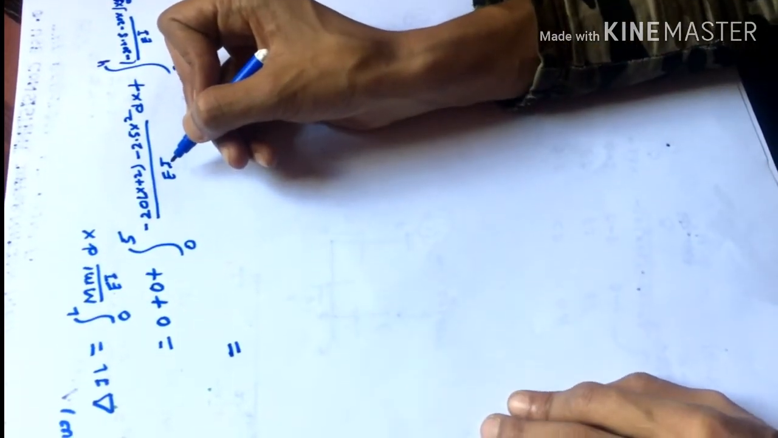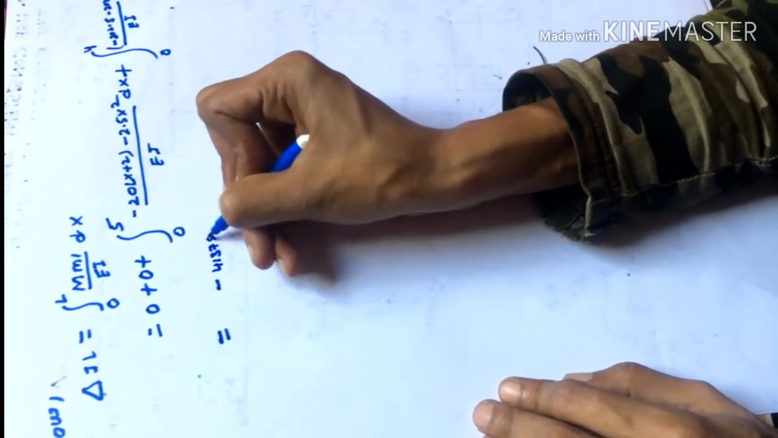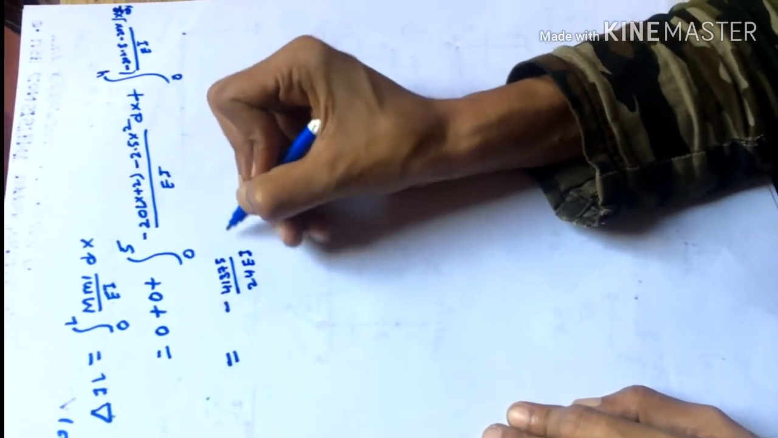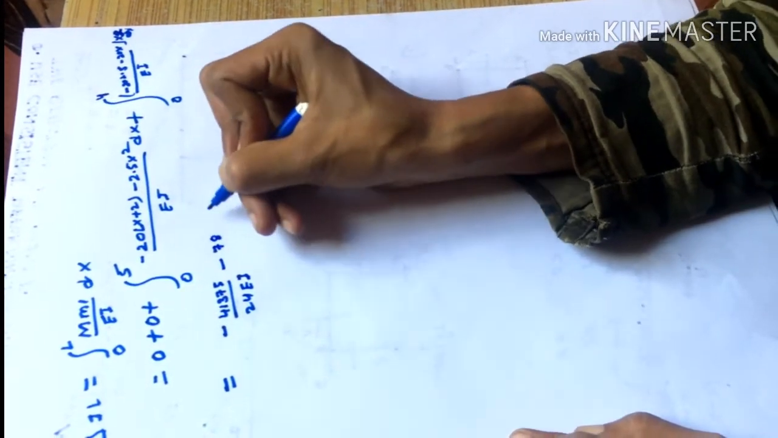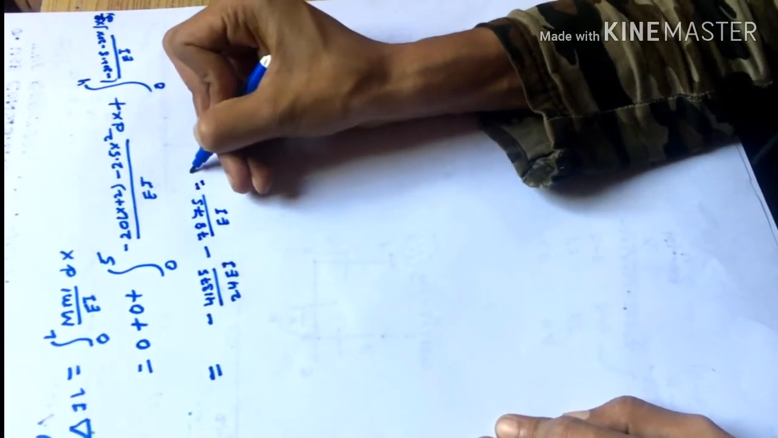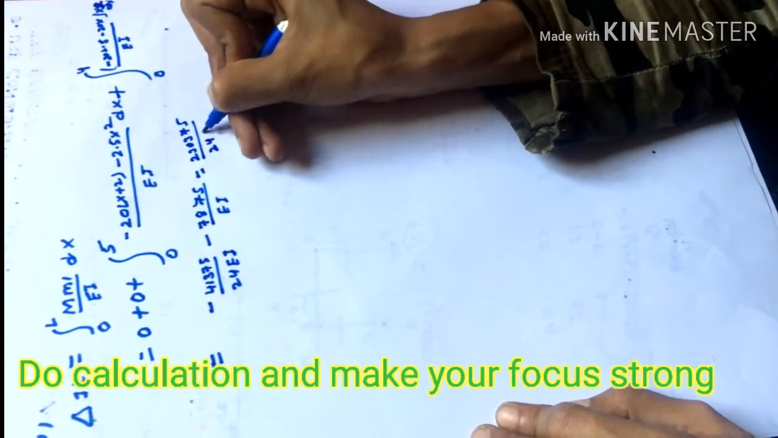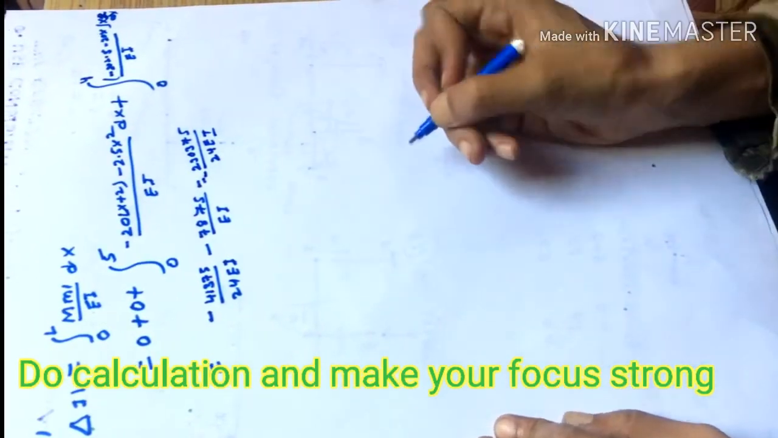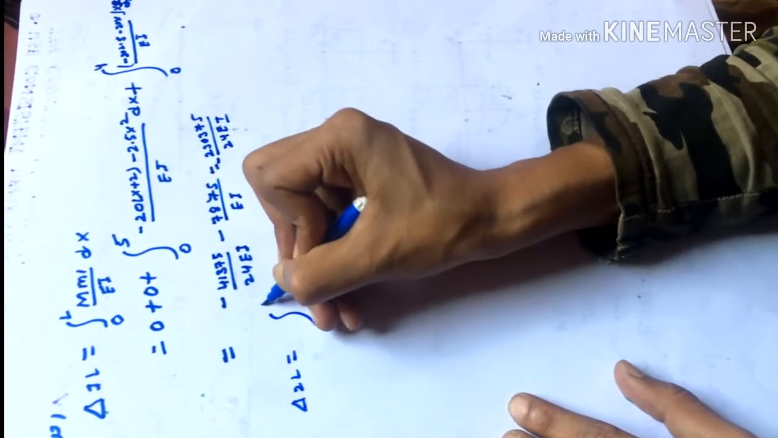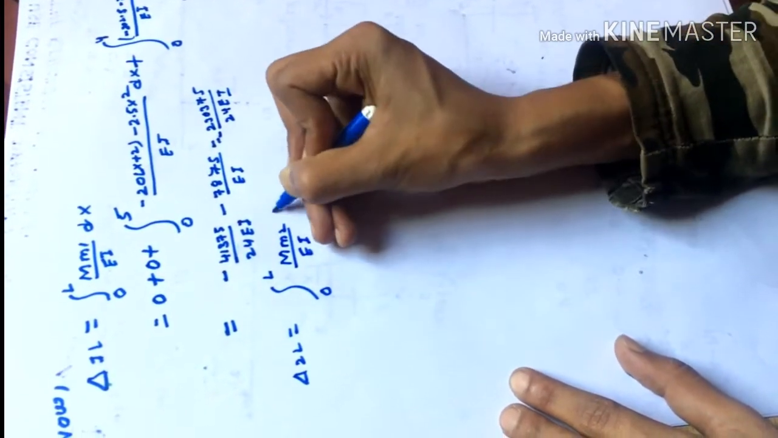On calculating we get minus 41375 divided by 24 EI minus 7875 divided by EI, and finally we get 230375 divided by 24 EI negative. Also we have to calculate del 2L, and we know del 2L is equal to integral 0 to L of m into m2 divided by EI into dx.